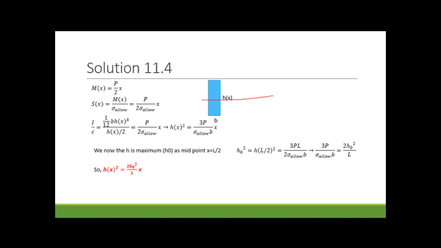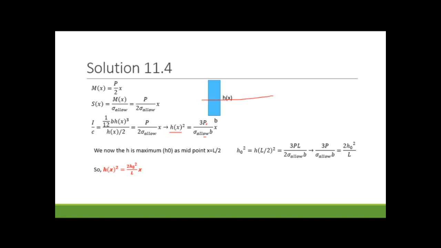If I put the values in here, the right side of the equation is, you remember, P times x over 2 sigma allowable. I want to solve for h squared alone. h squared, the hx function squared, is 3P x over sigma allowable b. So I find the hx formula, but it depends on P and sigma allowable. Do I have a chance to eliminate P and sigma allowable? Yes.